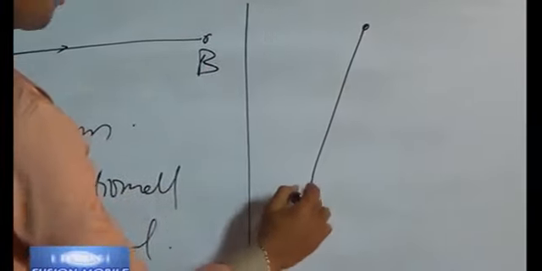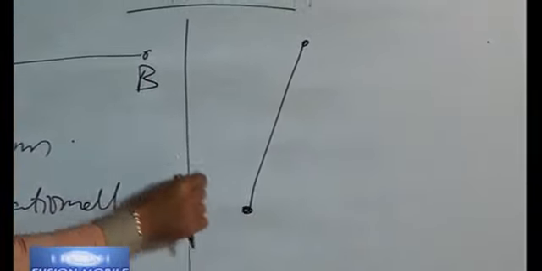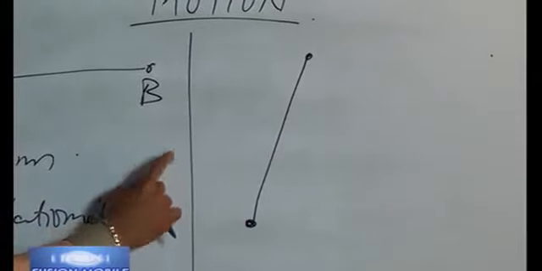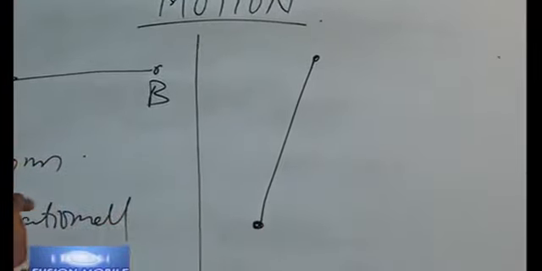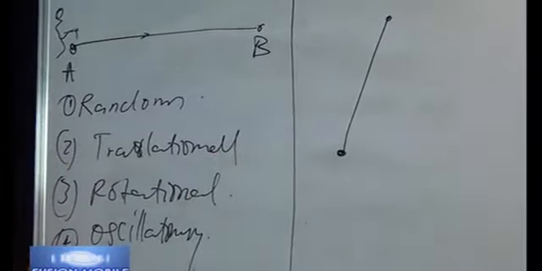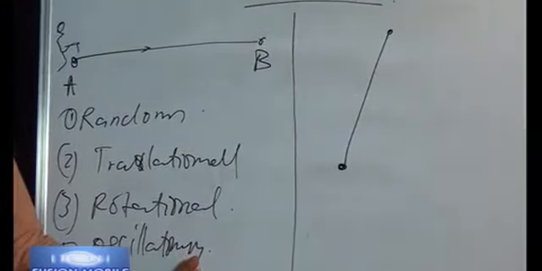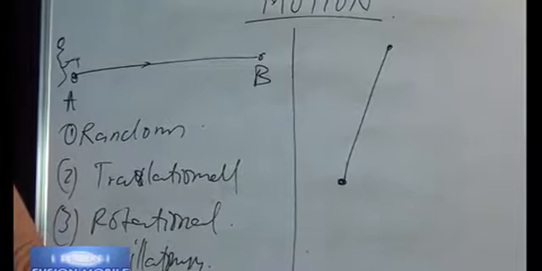Example, our simple pendulum. When you let it go to one side and allow it to oscillate, it goes to and fro like that and keeps repeating itself. We'll say that such movements, which consist of to and fro movement of a body repeating itself, is called oscillatory motion.